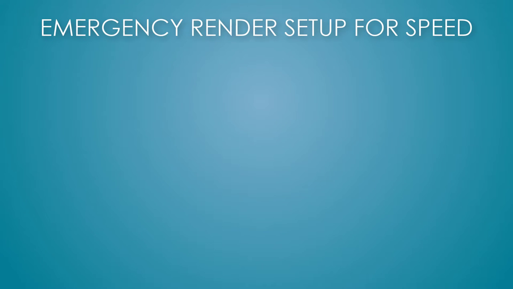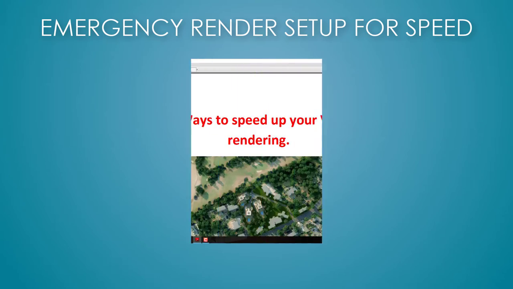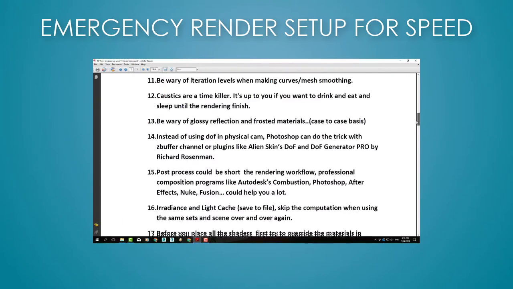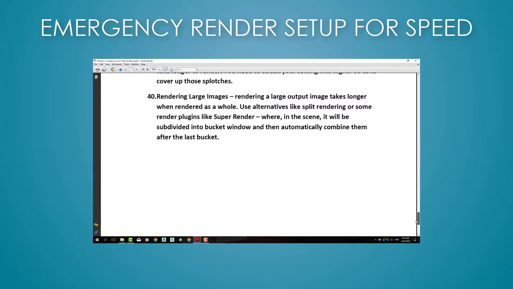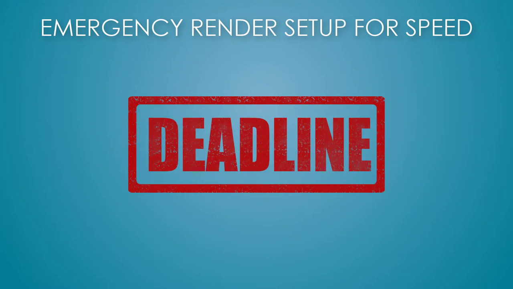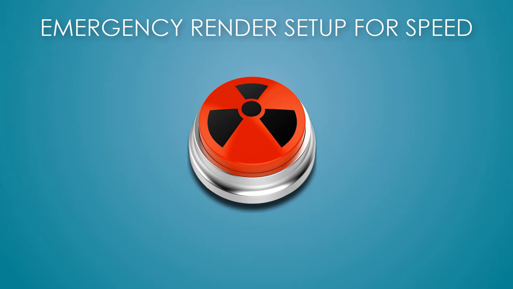Emergency render setup for speed. So those 40 things in this article are to optimize your scene without losing quality. But what if speed is your first priority, and you can sacrifice some quality to finish faster? In this case, you can use the emergency render setup. This render setup technique will let you control the timing of your render however you want, but quality will be affected, so use it wisely.